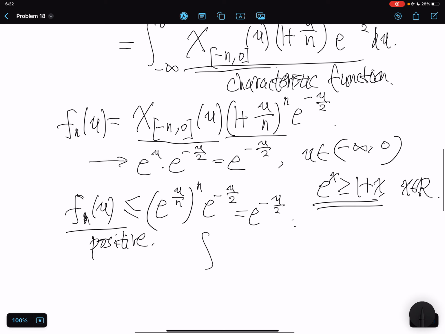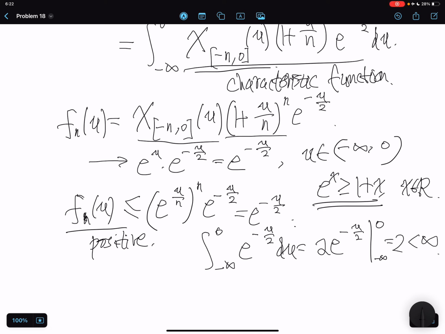Now let's check the integral from minus infinity to 0 of e^(u/2) du. We have the antiderivative 2e^(u/2), and then from minus infinity to 0. This is 2, right? The integral is 2, which is finite. So we have all the conditions of the Lebesgue dominated convergence theorem. So we can pass the limit into the integral itself.